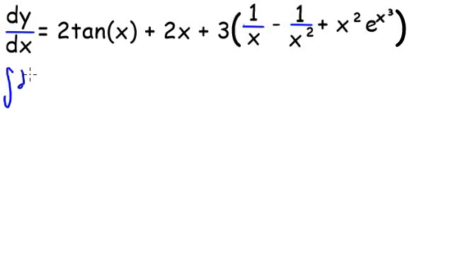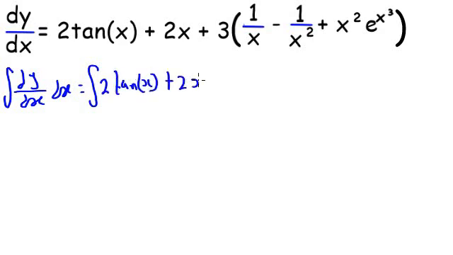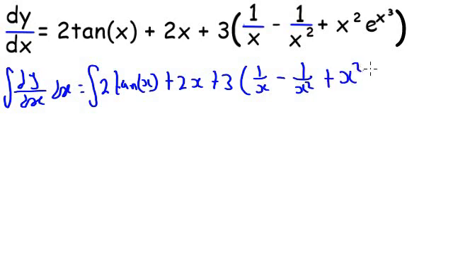So the integral of dy/dx with respect to x will be equal to the integral of 2 tan x, plus (2x plus 3) in the bracket of (1/x minus 1/x squared), plus x squared e to the power of x cubed dx. Now, you notice that the integration of dy/dx with respect to x will be nothing but y, which is the dependent variable. Now, what about the right hand side? How can we integrate that?